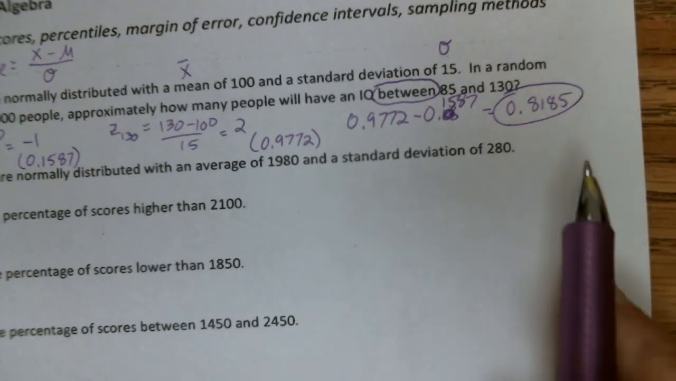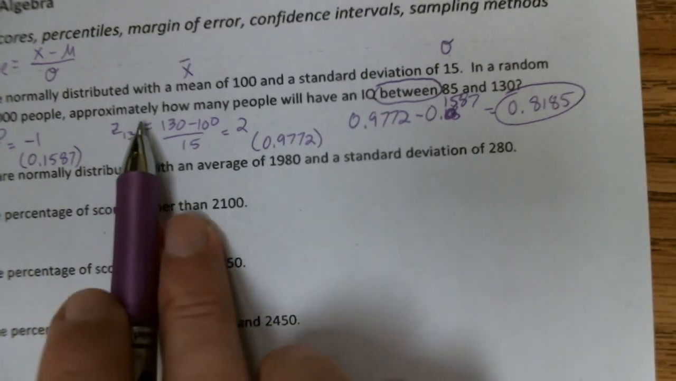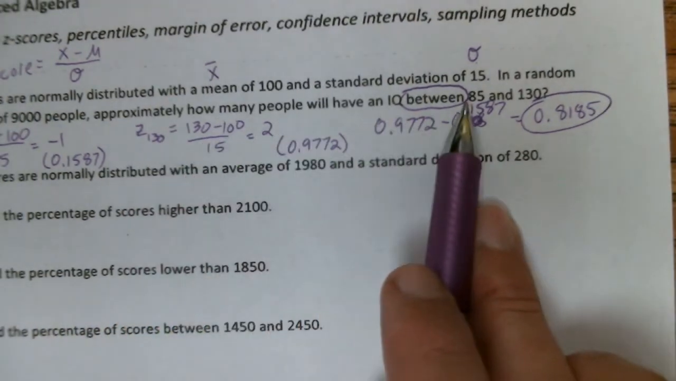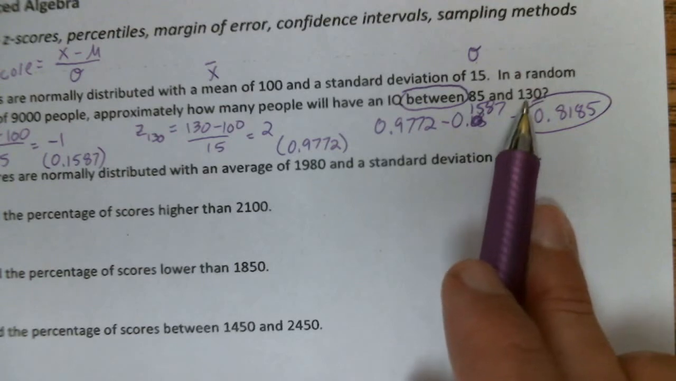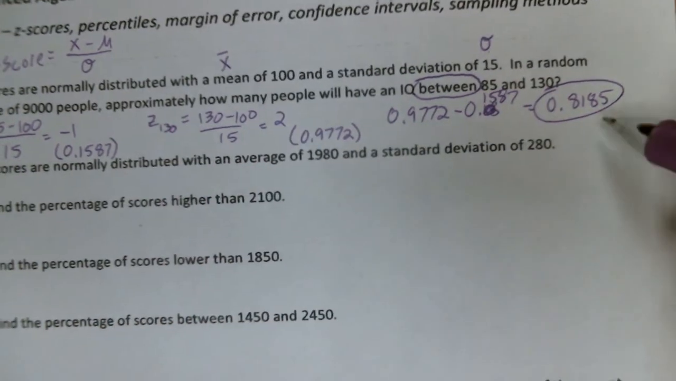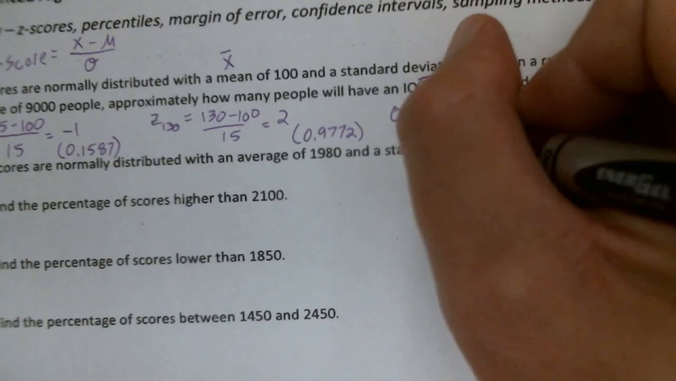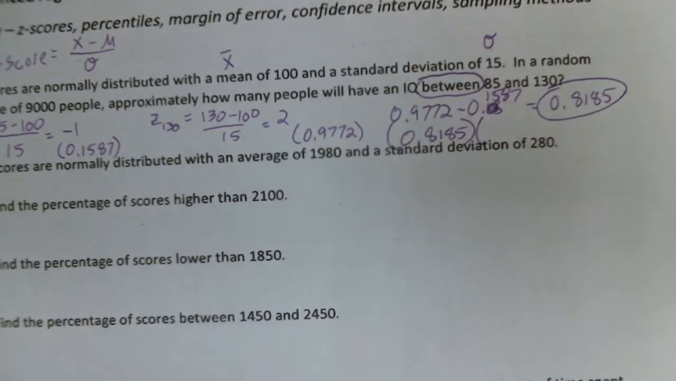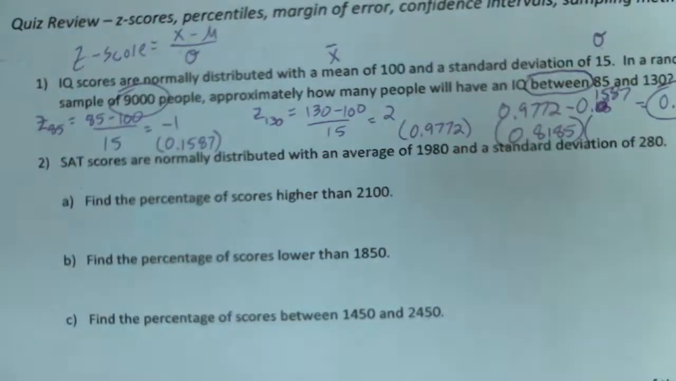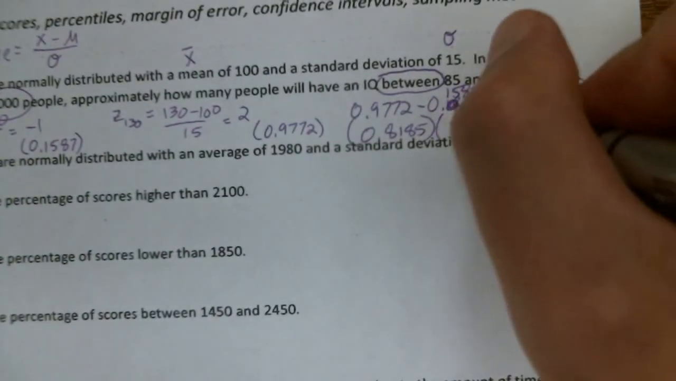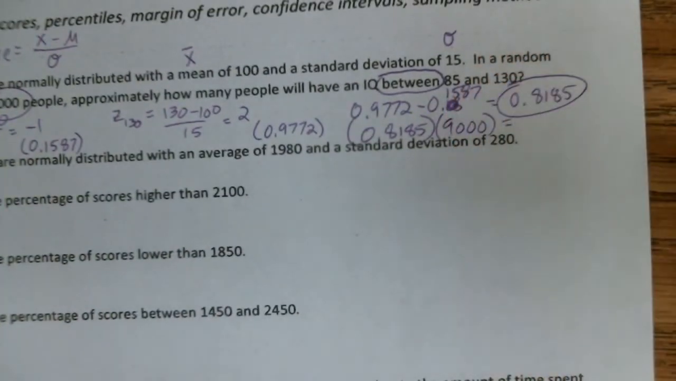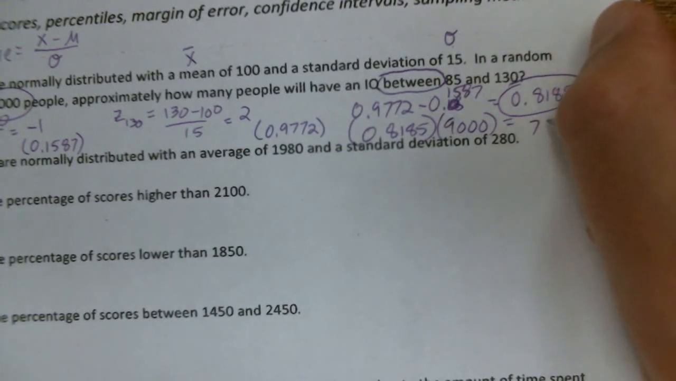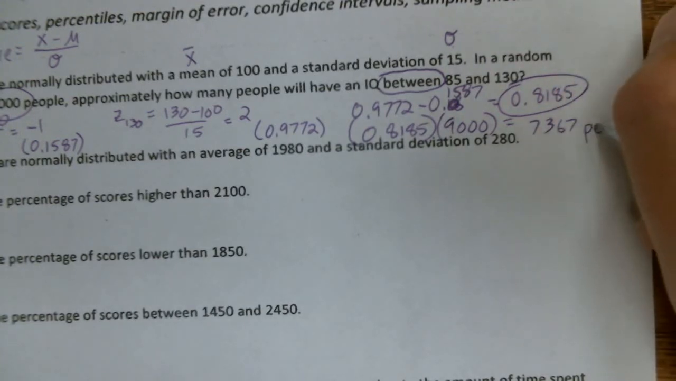But that's not what the question says. The question doesn't ask what percentage of people have IQs between 85 and 130. It asks how many people. So I have to take this percentage, 0.8185, or that decimal in this case, and multiply it times 9,000 people. If I do that, that comes out to be 7,367 people.